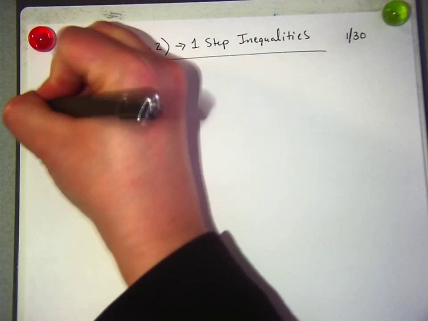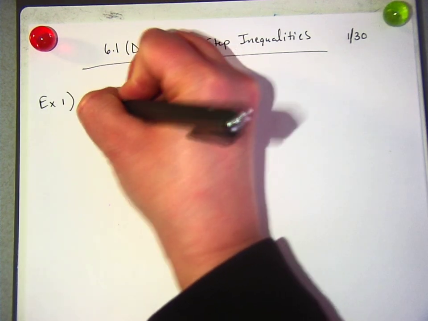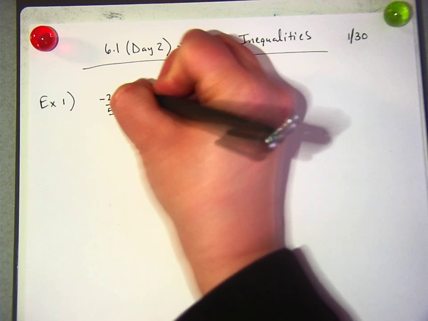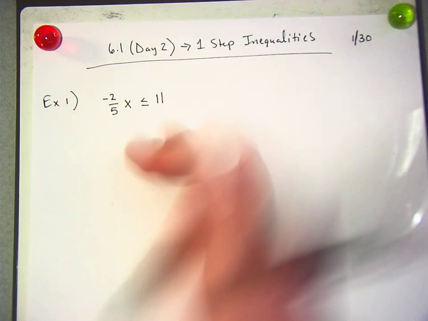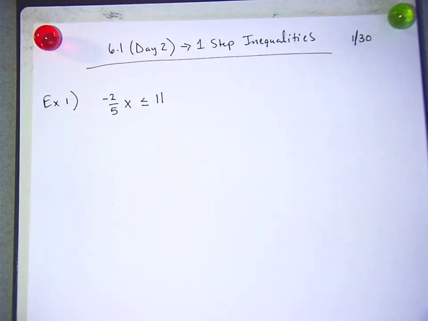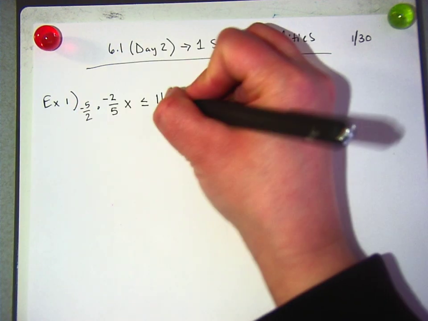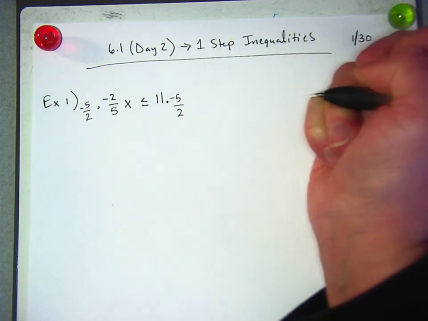Okay. Example 1. -2/5 x is less than or equal to 11. All right, ideas. What do we do to get x by itself? Yep. Times it by the reciprocal. So I'm going to multiply both sides by -5/2. What should I do to that 11 to make this work?